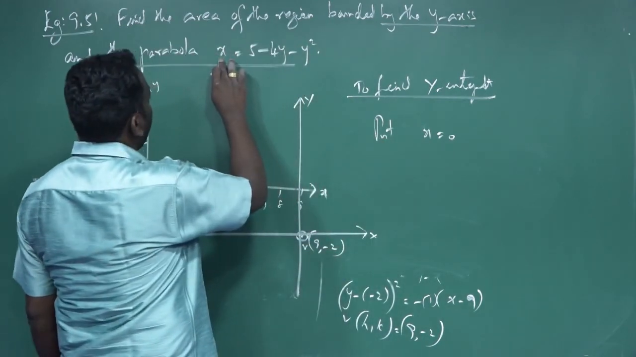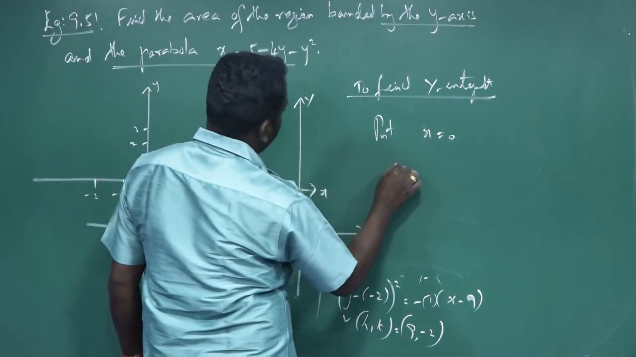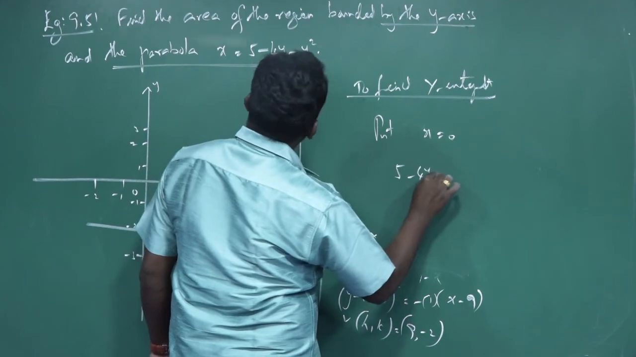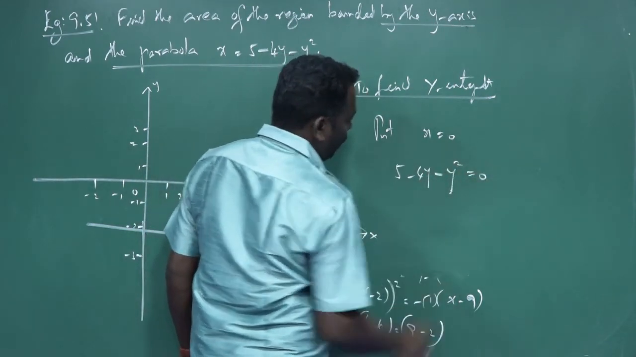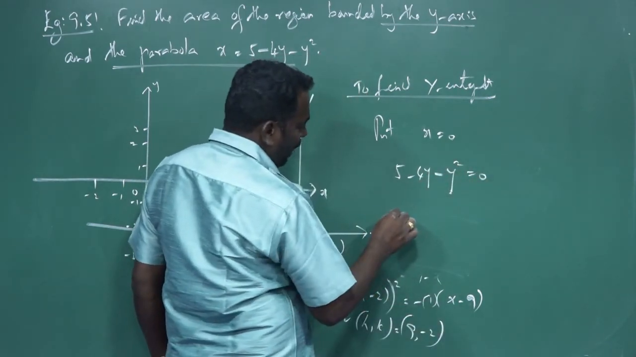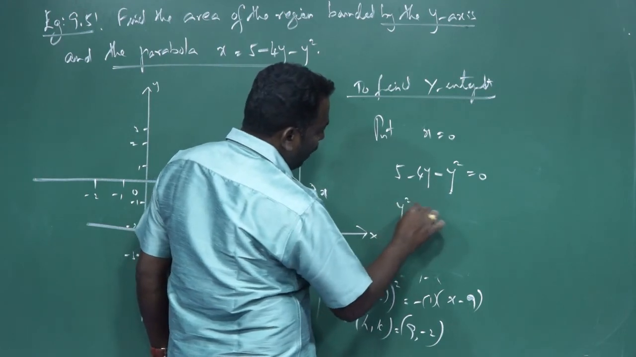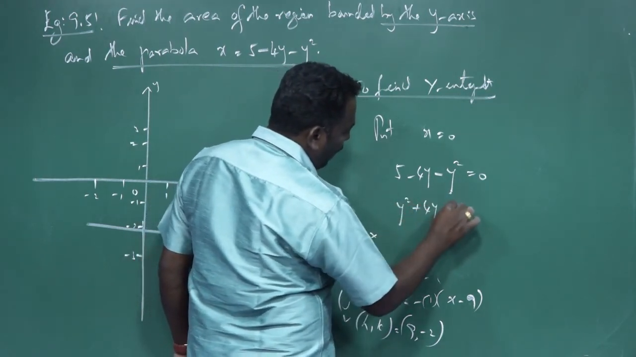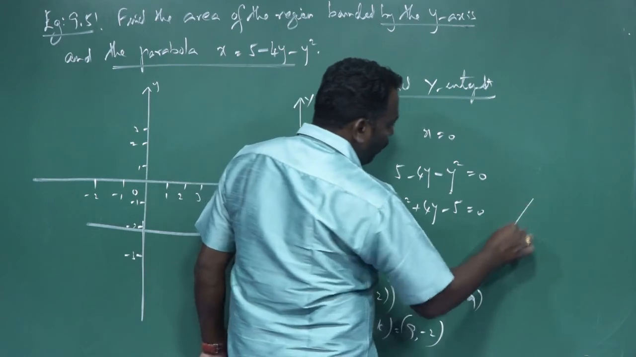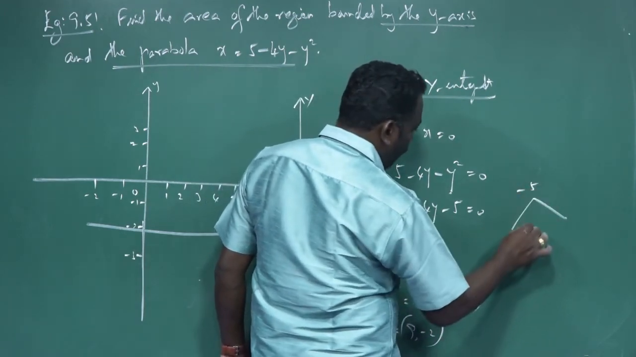Given the equation, put x equal to 0, and therefore it is 5 minus 4y minus y square is equal to 0. Therefore, multiplying by minus, it is y square plus 4y minus 5 is equal to 0. Therefore we have to factorize, minus 5 and plus 4.